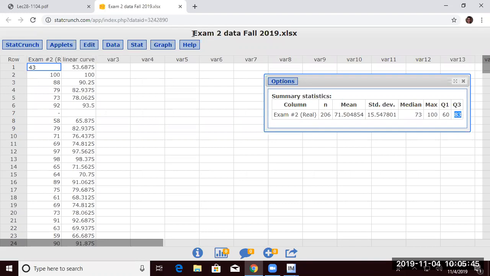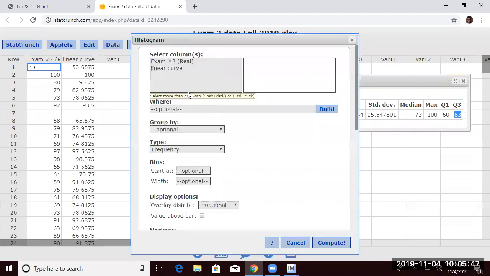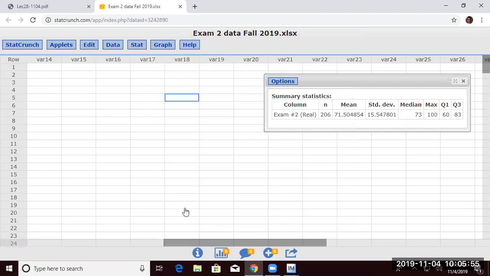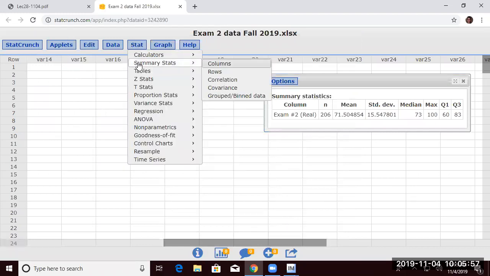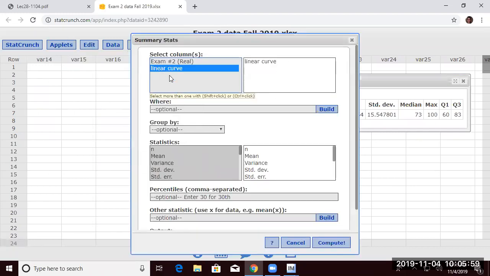Maybe I could look at the histogram here. Yeah, let's just do both of them this time. Well, no. Let's do summary stats with both of them, so you can see.